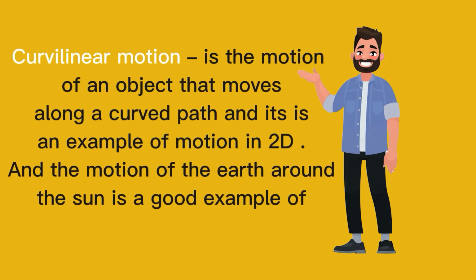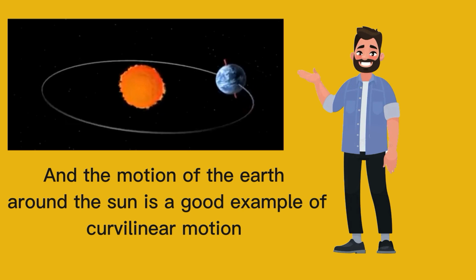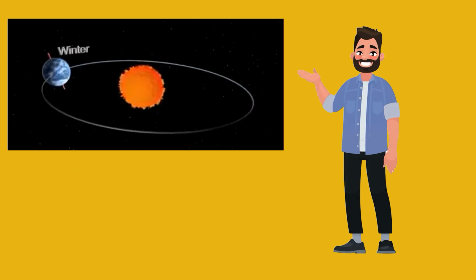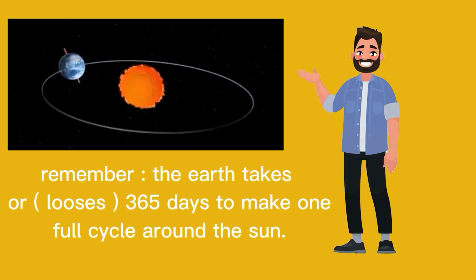while curvilinear motion is the motion of an object that moves along a curved path, and it is an example of motion in 2 dimensions. And in this case, the motion of the Earth around the Sun is a good example of curvilinear motion. Students, you can observe from the given figure, our planet Earth rotates around the Sun. Remember, our planet Earth takes 365 days to make one full cycle around the Sun.